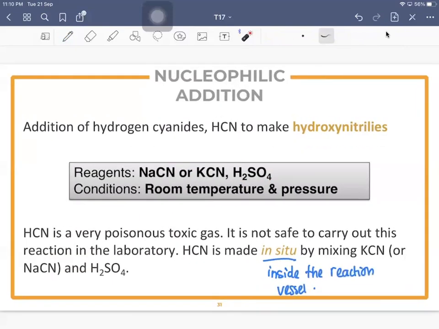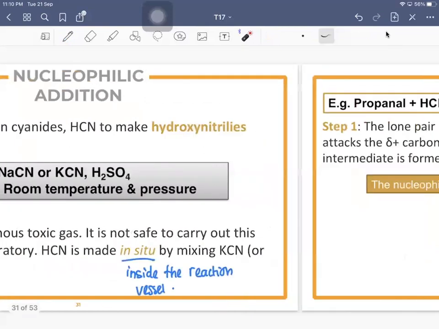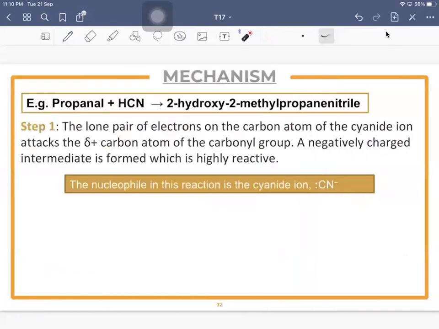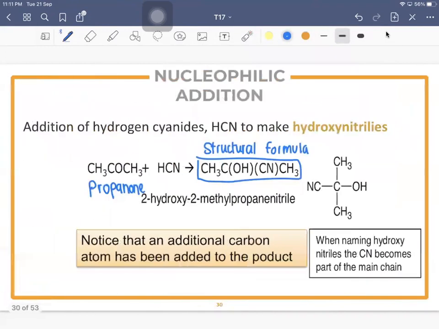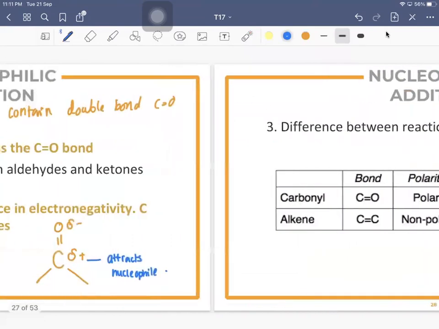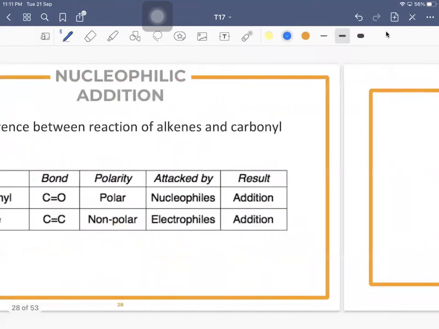So let's have a look at the mechanism. Now the example wants you to use propanol. I don't know why I have different molecules, but it works. If it works for aldehydes, it works for ketones as well. So I will have a propanol, and I need to be careful with my color codes.